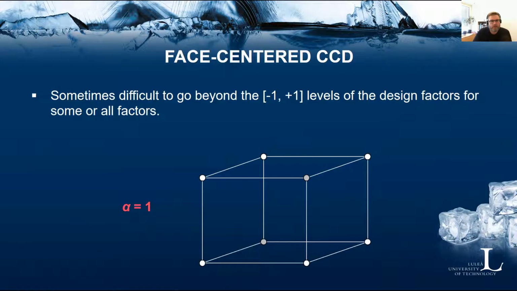So this means that the axial points will be located on the cube wall exactly at -1 or 1 level. Here it's on the cube wall because we have 3 factors, so we can construct a cube. And we also have center points as an ordinary CCD, but the face-centered CCD has alpha value equal to 1. And that's very useful in some cases then when we cannot go beyond the -1 and +1 levels.